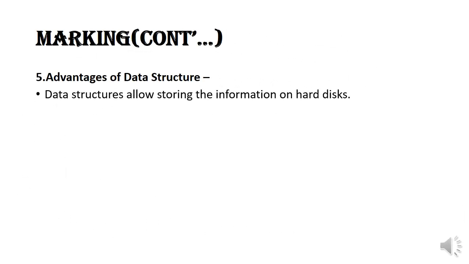Question number 5 is about the advantages of data structures in general. Data structures, either arrays, queues, or stacks, are used to store information on hard disks. Remember that by definition, data structures are the methods used to organize, store, and access different types of elements which are also stored on various computer storage devices. So data structures allow storing information on hard disks.